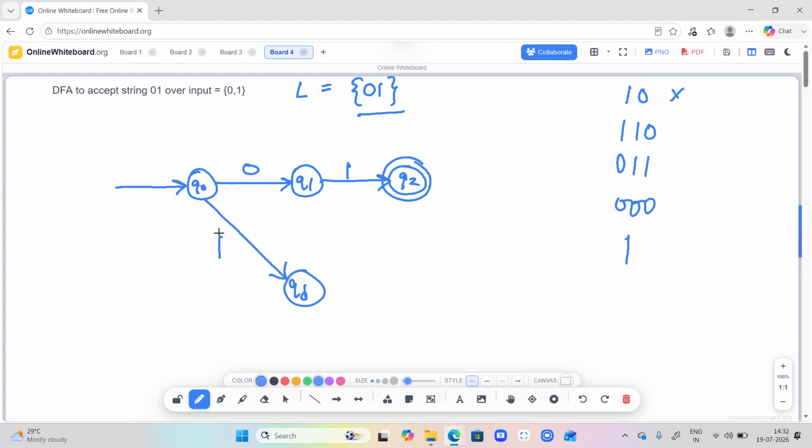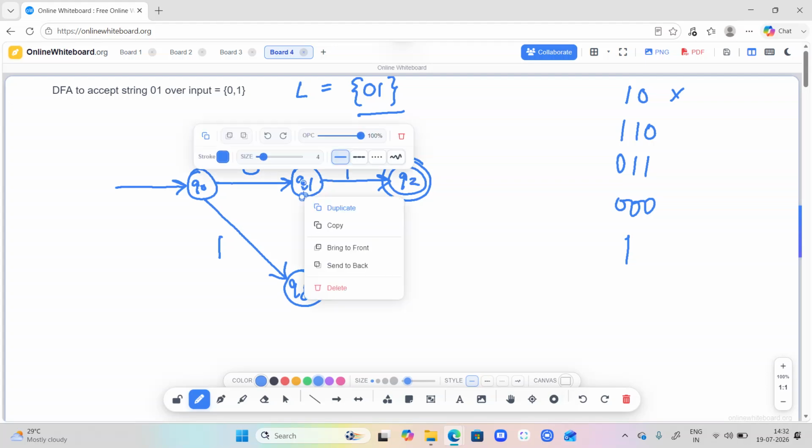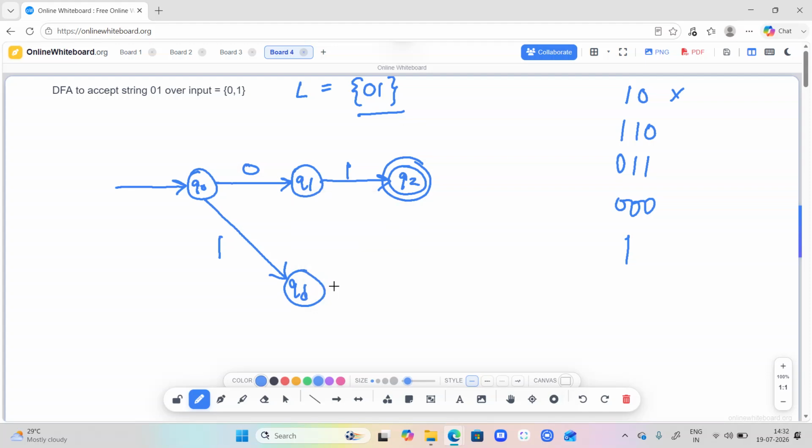So Q0 on 0 and 1, we have already seen. Now Q1 on 1 goes to Q2. But on 0, for example, after reading 0, if I receive one more 0, then it shouldn't be allowed because this string is not accepted. So it goes to dead state.